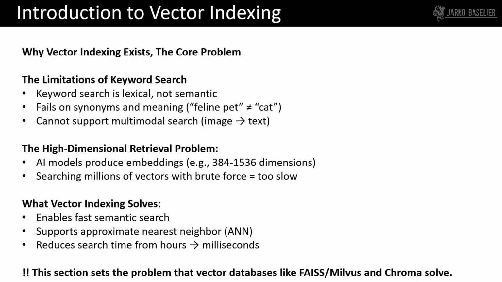so images and text. The high-dimensional retrieval problem: AI models produce embeddings, for instance, 384 to 1536 dimensions, and searching millions of these vectors with brute force is simply too slow. So what vector indexing solves: it enables fast semantic search, it supports approximate nearest neighbor or ANN, it reduces search times from hours to milliseconds, and this section sets the problem that vector databases like FAISS, Milvus and Chroma solve.